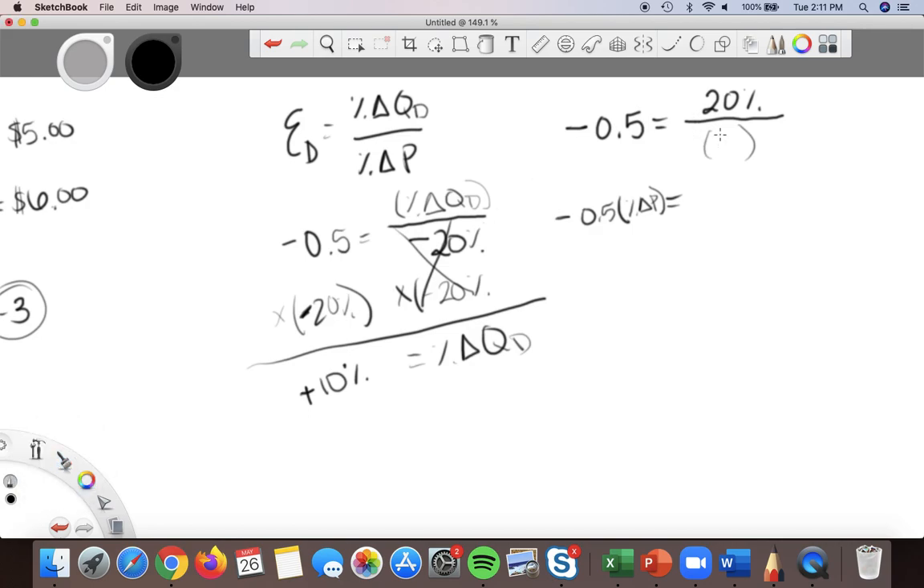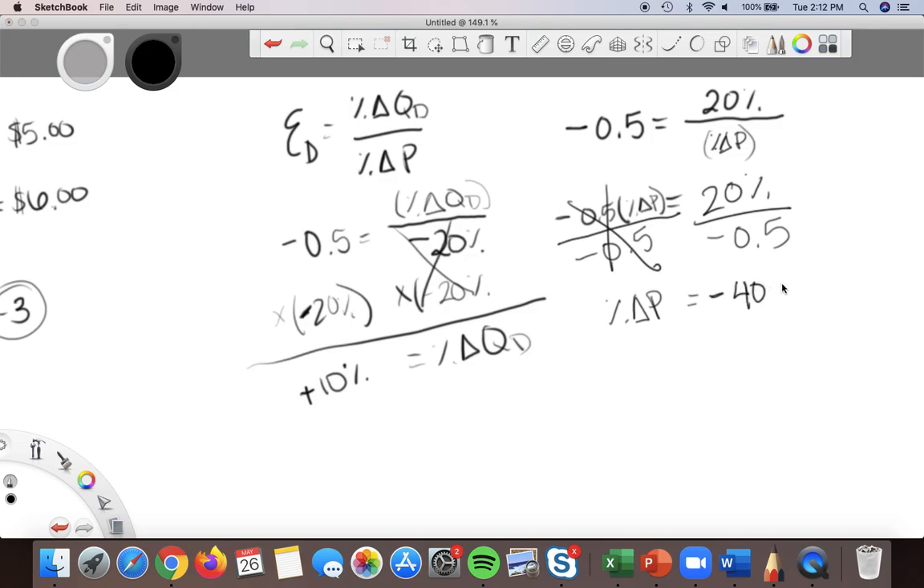Percentage change in price. Multiply it over to both sides. So I move that term over and I've got 20% here. So we're going to divide both sides by negative 0.5. Divide this by negative 0.5. It cancels out over here. I'm left with the percentage change in price is 20 divided by negative 0.5. You should get negative 40%.